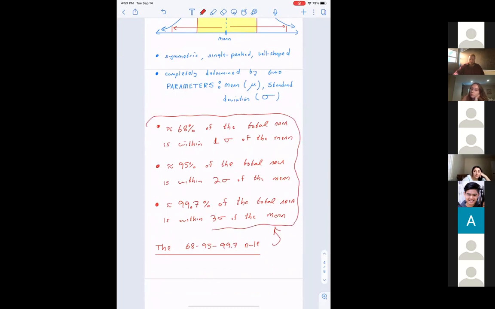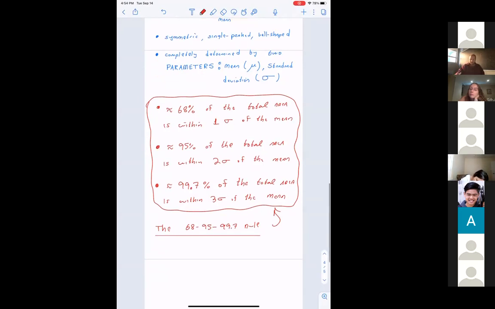This here is the 68, 95, 99.7 rule for a normal distribution. This is all normal. If I didn't explicitly mention that, I should. This is all specifically for the normal. It's not true for other cases. Okay, this only holds for a normal distribution. This only holds for a normal distribution.